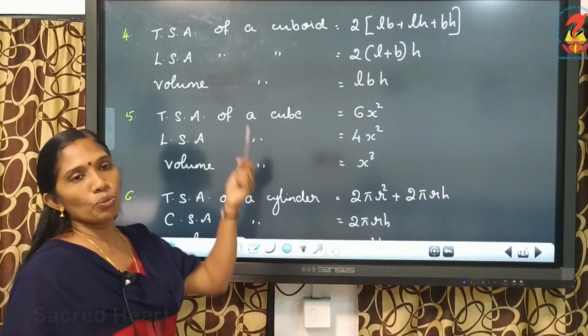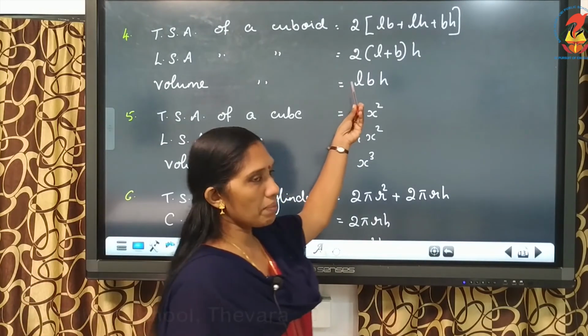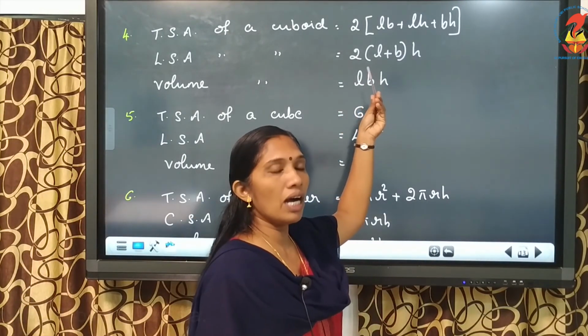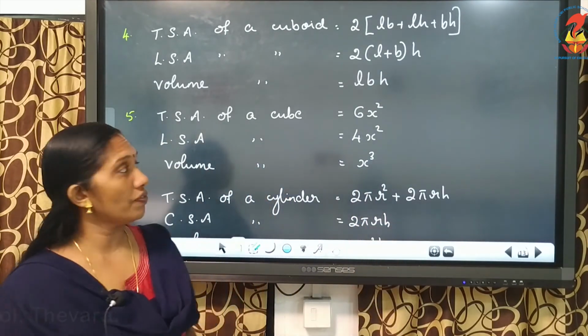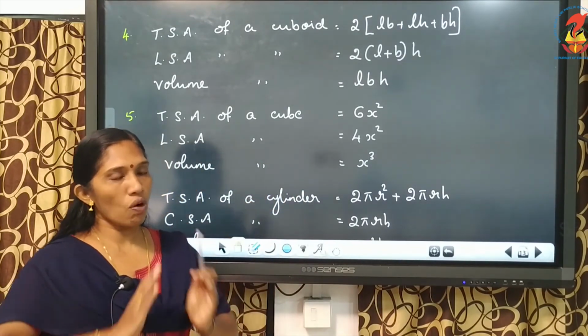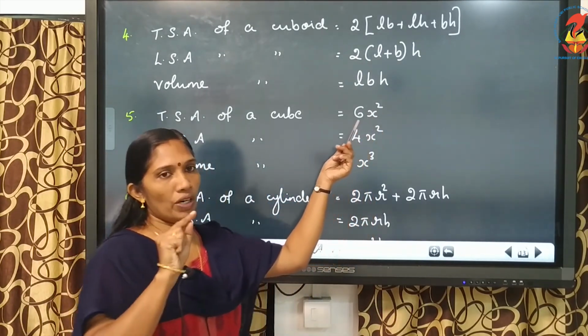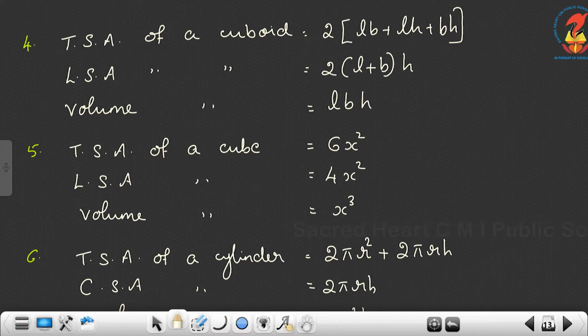What is the volume of a cuboid? The basic formula is base area into height. Base is a rectangle, L into B is the base area, into height. So LBH is the volume of the cuboid. Now TSA of a cube. Cube means there are 6 faces, all 6 faces are congruent. So 6 into area of one face, that is x square. Then LSA means 4 lateral faces, 4 into area of one face, that is 4x square. Volume is equal to base area into height. Base area means it's a square, x square. Height is also x, so it is x cube.